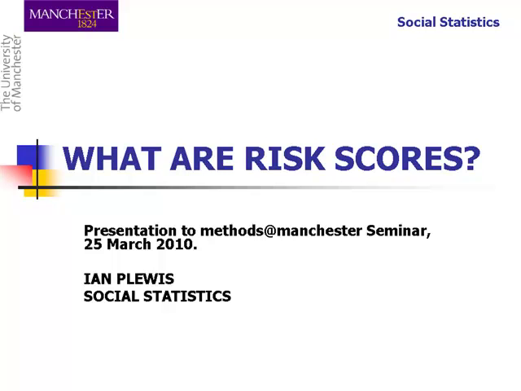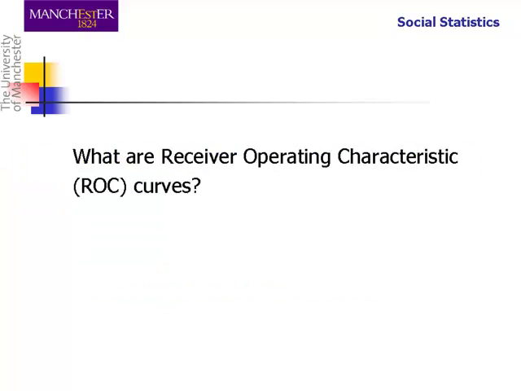and it appeared on the programme. So I'm going to talk about the idea of risk scores, and particularly in a social science context. And it's a topic, as we'll see, that's perhaps better used and understood in a more medical context, but I think it has some applications in a social science context as well. And I might have given it an even more esoteric title of what are receiver operating characteristic curves, but I won't.